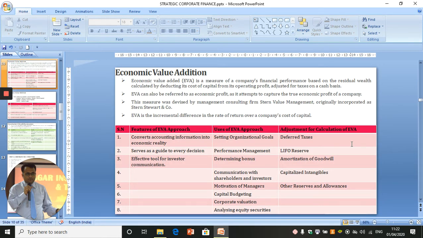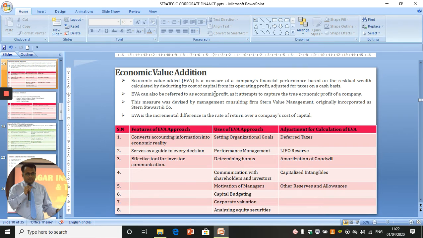Now, economic value addition. We've already discussed this in second semester financial management. Economic value added is a measure of a company's financial performance based on the residual wealth calculated by deducting its cost of capital from its operating profit, adjusted for taxes on the cash basis. It is nothing but NOPAT minus weighted average cost of capital. So NOPAT is net operating profit after tax minus weighted average cost of capital.